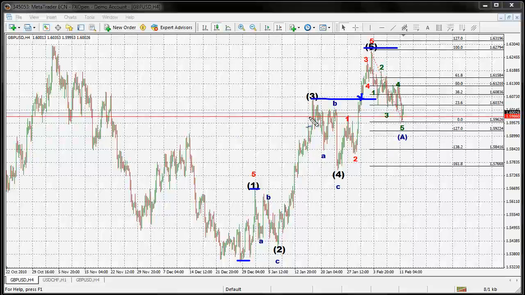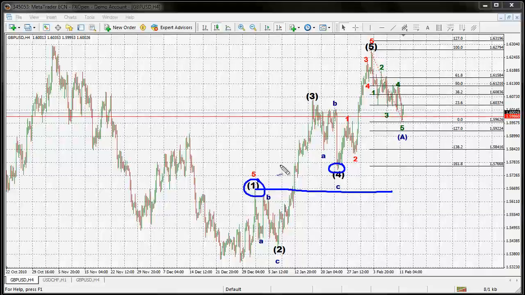Okay, and wave 2, down here, will always, well, for the most part, be a retracement of 61.8% of wave 1. So if this went up 100 pips, then you expect wave 2 to form about 61.8 pips lower. And wave 4 must never bite into the price territory of wave 1.